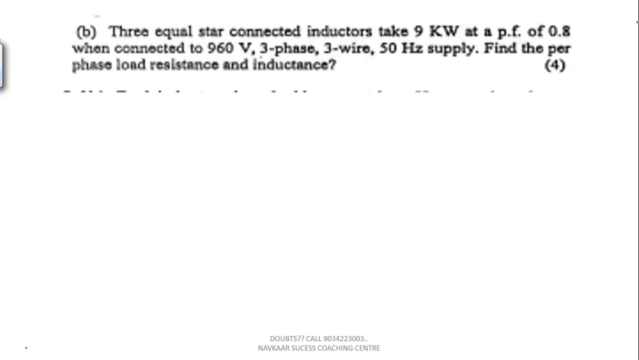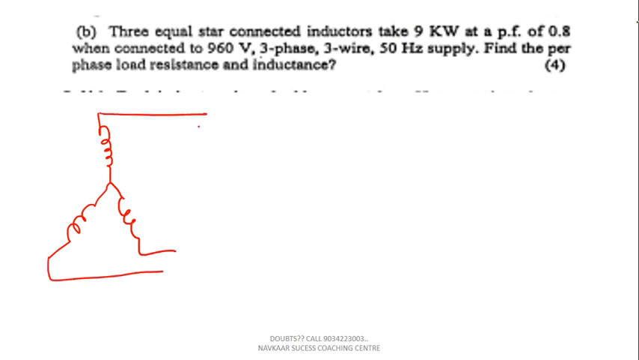Okay, next question. In the next question, what they have said, they said we are having 3 equal star connected inductors. Okay, I am drawing the diagram. 3 equal star connected diagram. Power is how much? 9 kilowatt. And power factor is how much? That is cos phi is equal to 0.8.